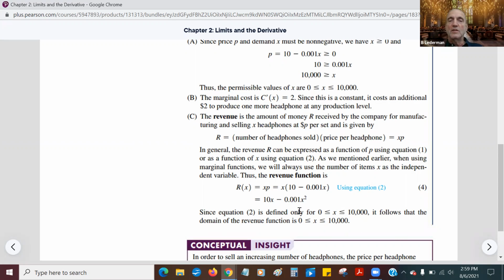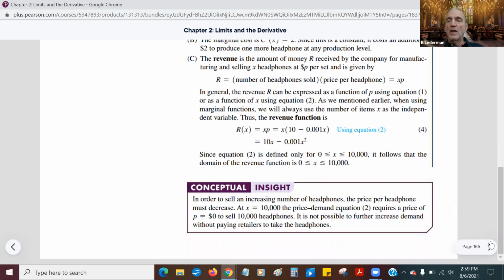And since the second equation is defined only for X between 0 and 10,000, then the revenue function also has to be defined only for X between 0 and 10,000. That's just the way it works. Alrighty, and that's been loads of fun.